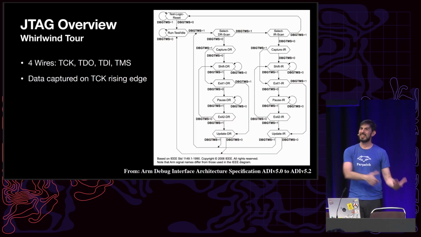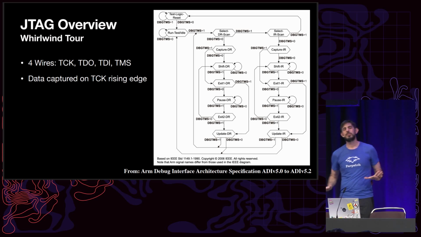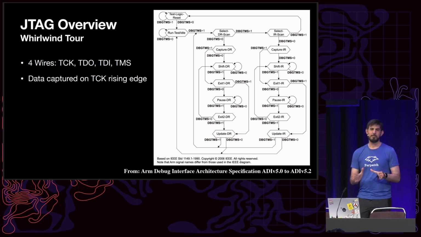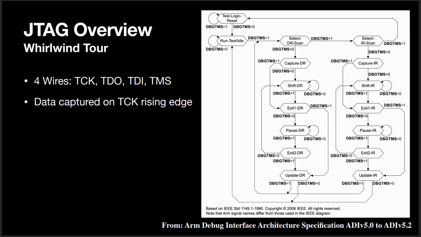So JTAG, anytime you talk about JTAG, you generally get a state machine that looks like this. Hardware people love state machines because that means they can say that their hardware is in exactly this state, and there's not any sort of weird thing that it's doing at the time. But as software people, this is kind of complicated. So really the only thing you need to know about this is that there's 4 wires: TCK, TDO, TDI, and TMS. TCK being the clock, TMS being the state machine, or the state that it's in.